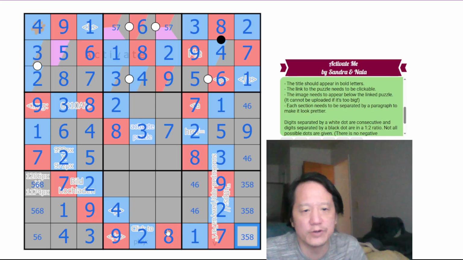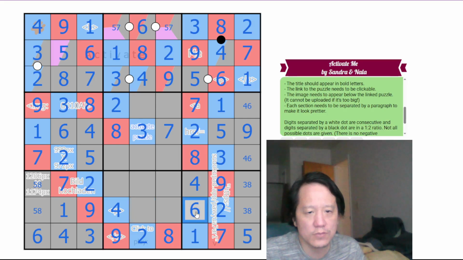This can't be 3 or 8 because of 3 or 8 in the row, so this is 5. That 5 eliminates 5 here, so it's 6. No more 6s here, no more 5s here. 4 eliminates 4 here, so that's 6 and 4. Okay. 7 eliminates 7 here, so that's 5 and 7. Obviously, this can't be red anymore. This can't be pink.